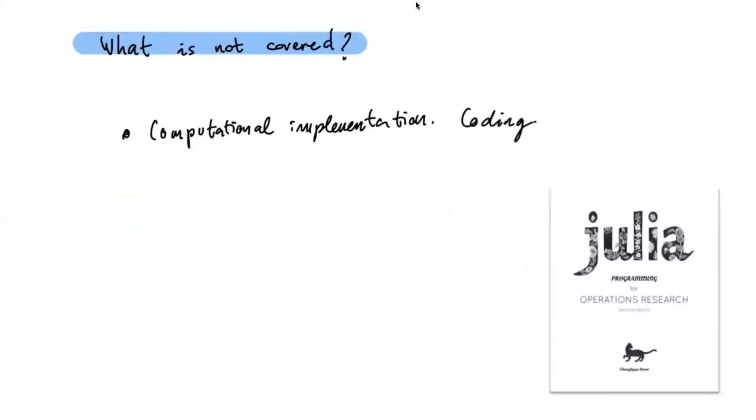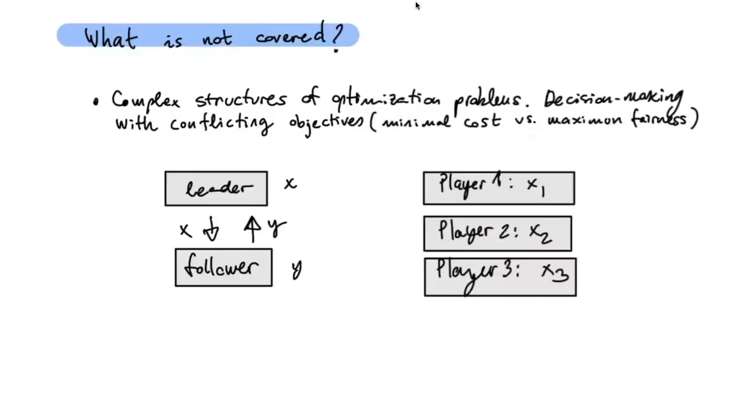It is also important to understand what is not covered in these 3 lectures, and what is impossible to cover: computational implementation and coding. If you want to learn more about coding, this is one book I recommend. What is also not covered in this lecture are some complex structures of optimization problems.